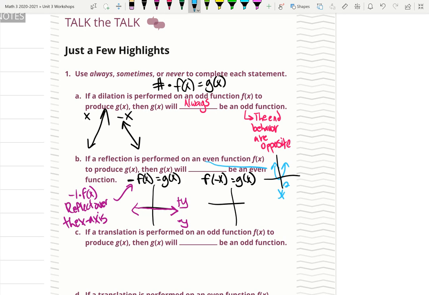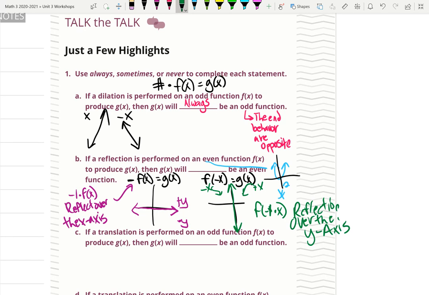I hope you can see here where negative x is on this side. Here, there are positives. It's being reflected over the y-axis when it's f of negative 1 times x. That means it's going to be a reflection over the y-axis. This is tools in how you remember what these mean. Build the definition yourself. Do it repeatedly.